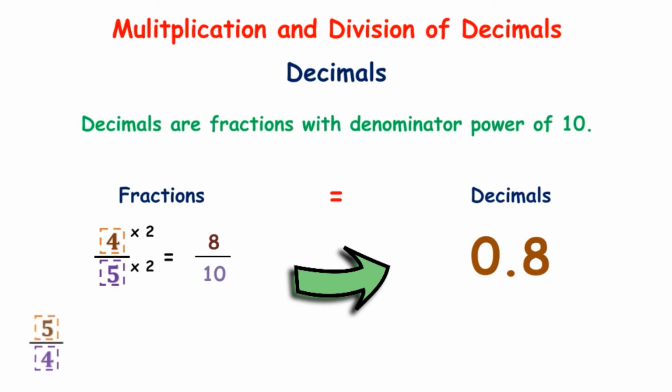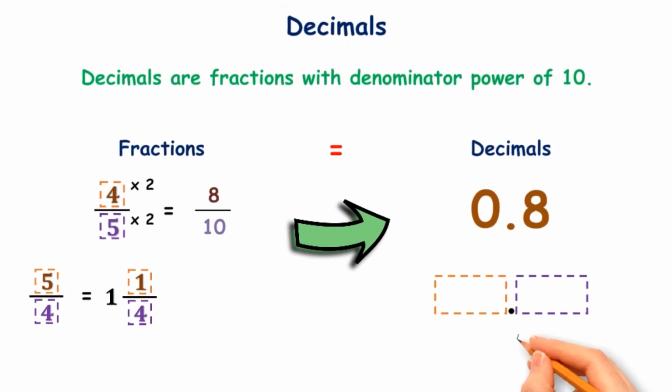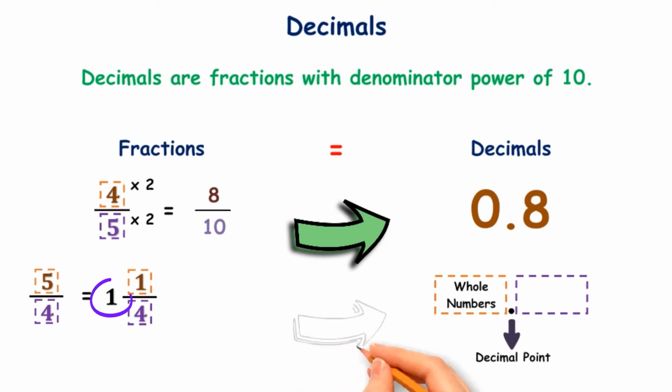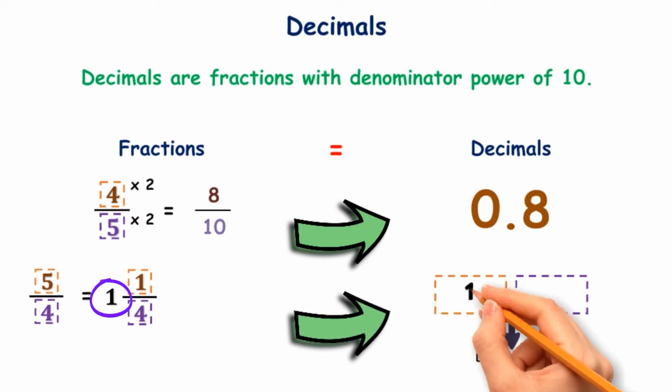Same as with 5/4. 5/4 is an improper fraction. 5/4 can be written as 1 whole 1/4. This is a mixed fraction. In decimals, before the decimal point, there are whole numbers. So 1 whole can be written as it is.